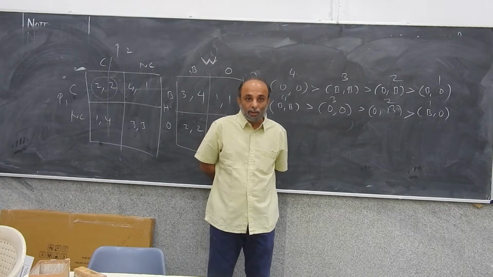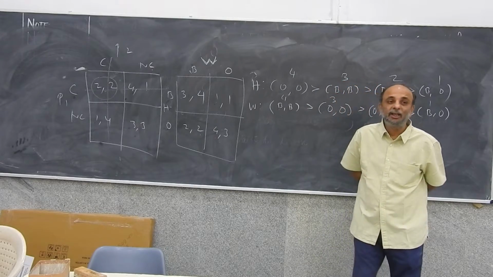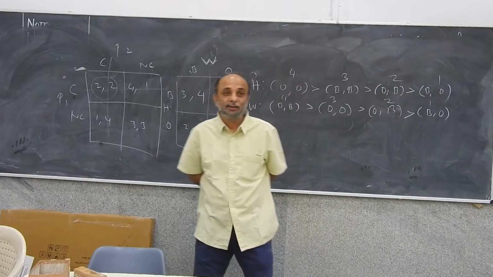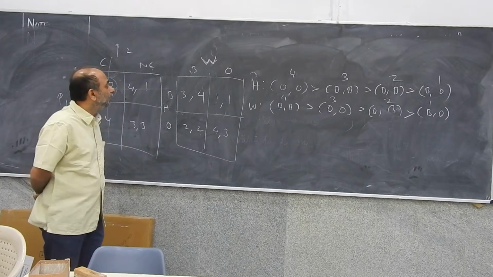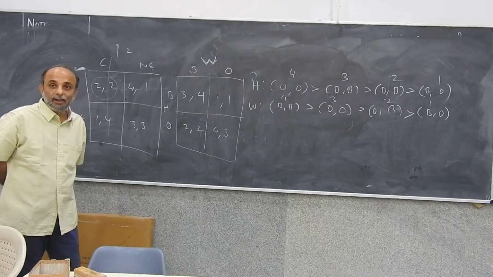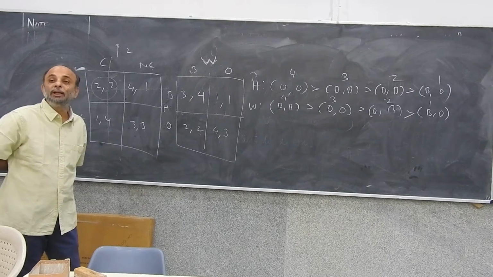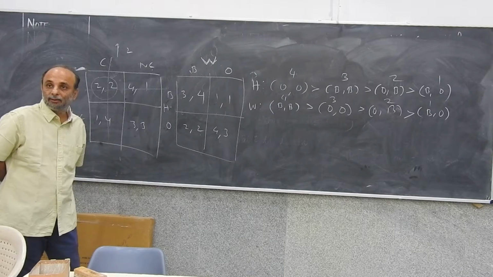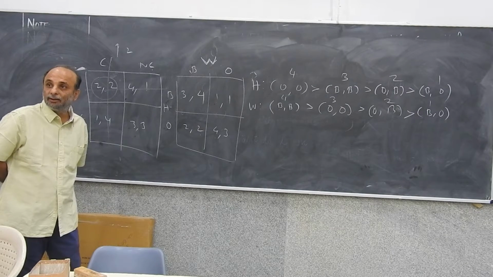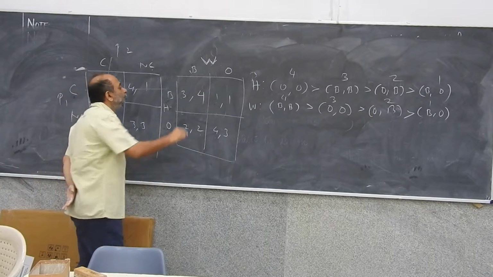Now, this game is popularly called the Battle of the Sexes. Does it have a Nash equilibrium? It doesn't have a dominant strategy equilibrium. But does it have a situation where nobody has an incentive to unilaterally deviate? Does it? For example, think of BB.